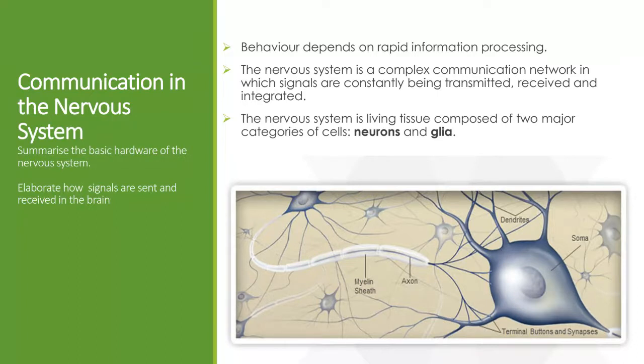So behavior depends on rapid processing of information. There's milliseconds between receiving a sensory input and how our brain responds to it. And all of that information travels rapidly through a series of neurons in our body. So our nervous system is a whole complex communication network where signals inside the communication network are constantly being transmitted and received and integrated. And it fires away all the time.